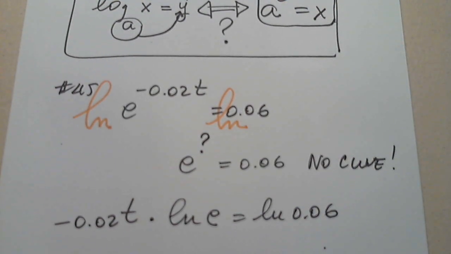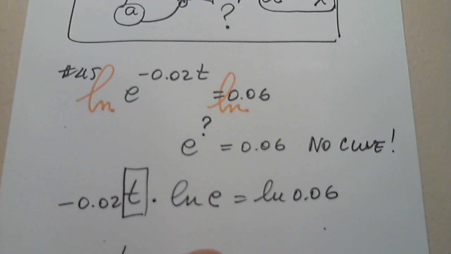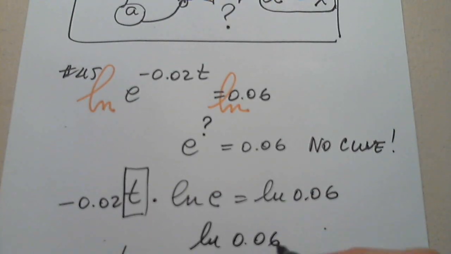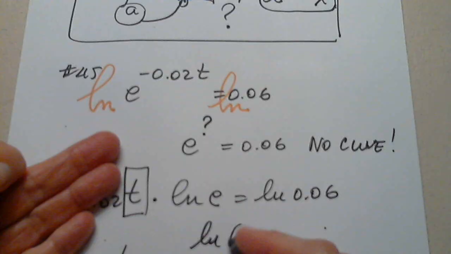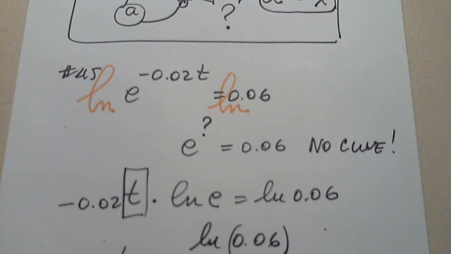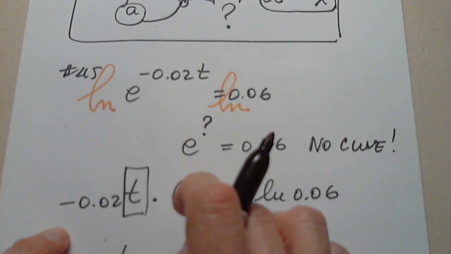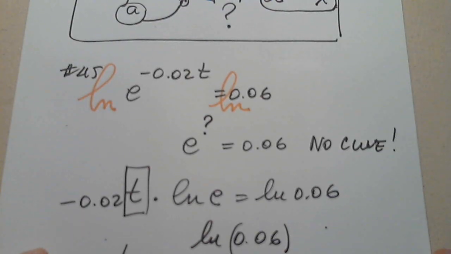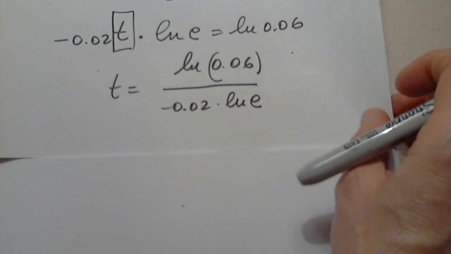It's done. Because now I can solve for t, dividing both sides, natural log of 0.06. Don't get thrown off by this number. It's just a number. It's natural log of something. It's just a poor number. Divided by negative 0.02 times natural log e. Now, I would like you to remember one rule. I'll come back to this in a moment. I would like you to remember a very important property.